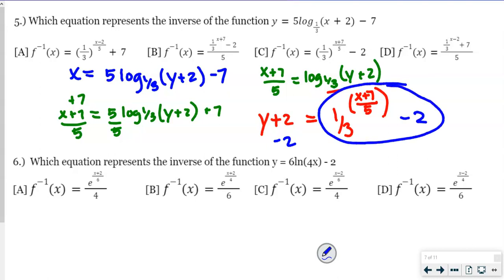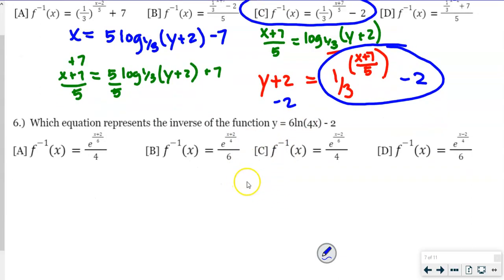this is our function. Okay, and so do you guys see that answer up there? 1/3 to the x plus 7 over 5 minus 2. Looks to me like that's C, guys. Got it right there? Just check every term as you guys are going along. Okay, be very careful.